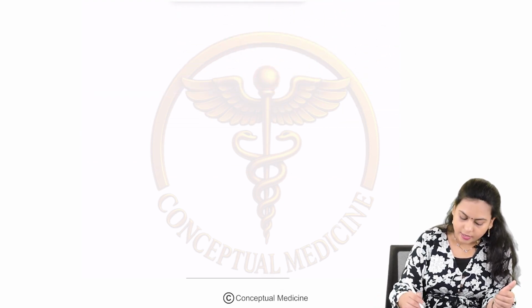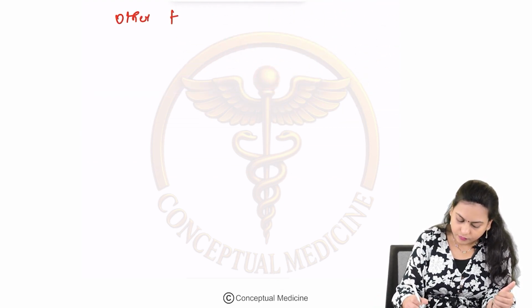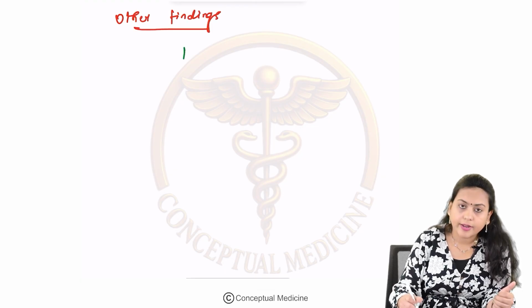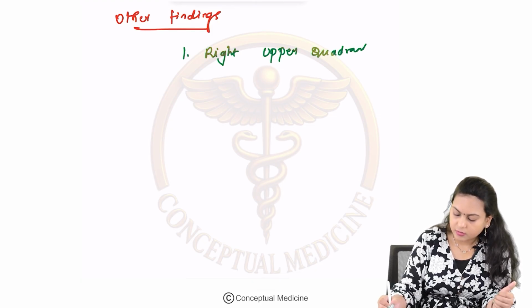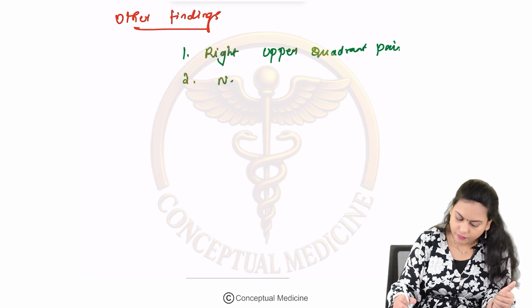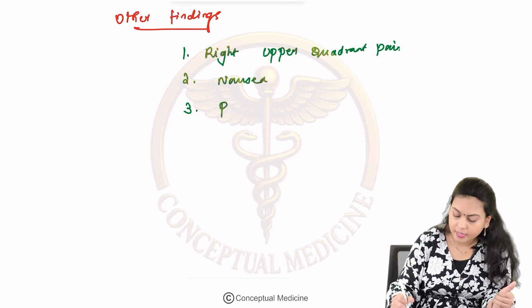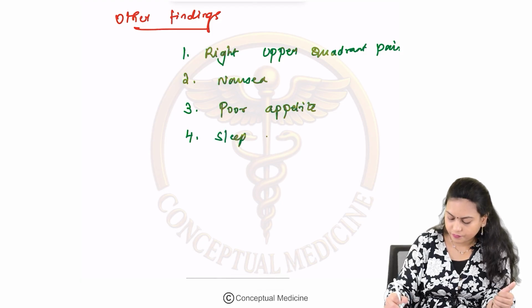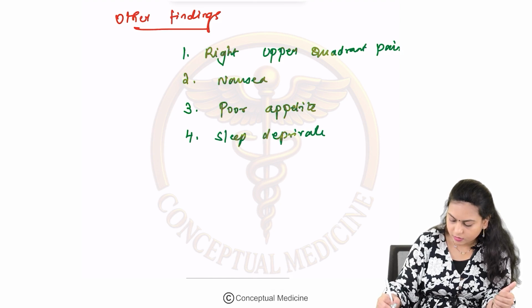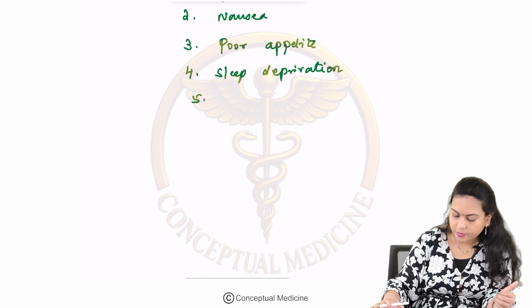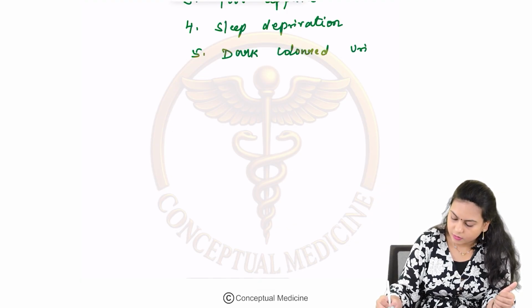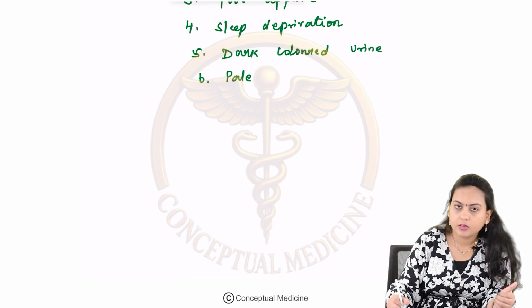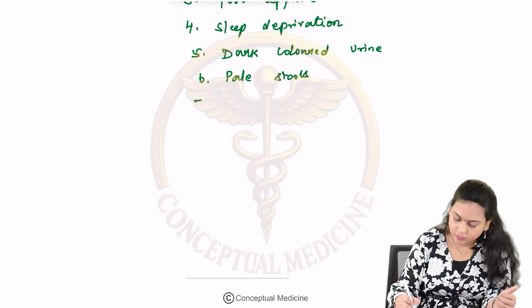Coming to the other findings, these include right upper quadrant pain, nausea or poor appetite, sleep deprivation, dark colored urine, pale stools, and even sometimes steatorrhea is seen.